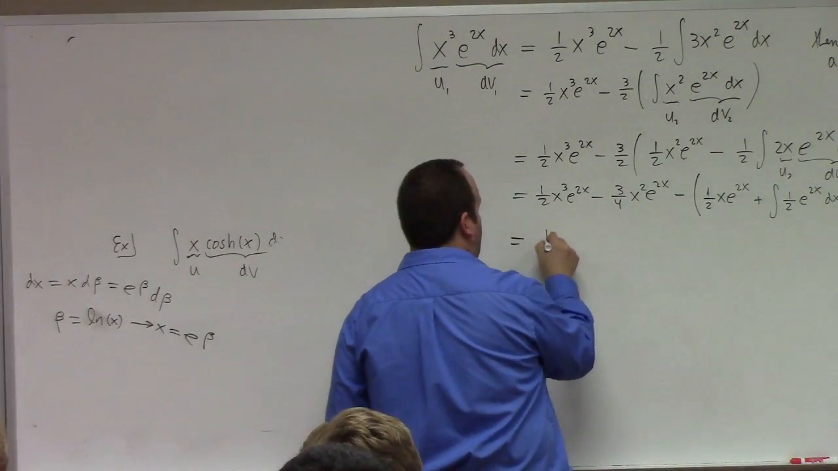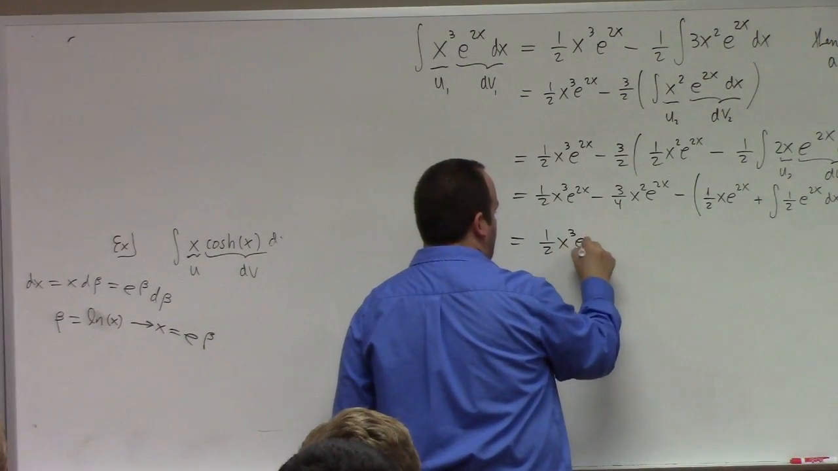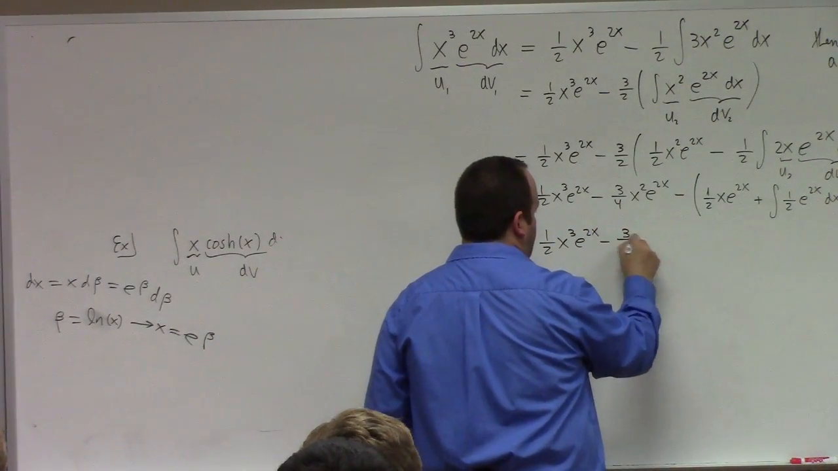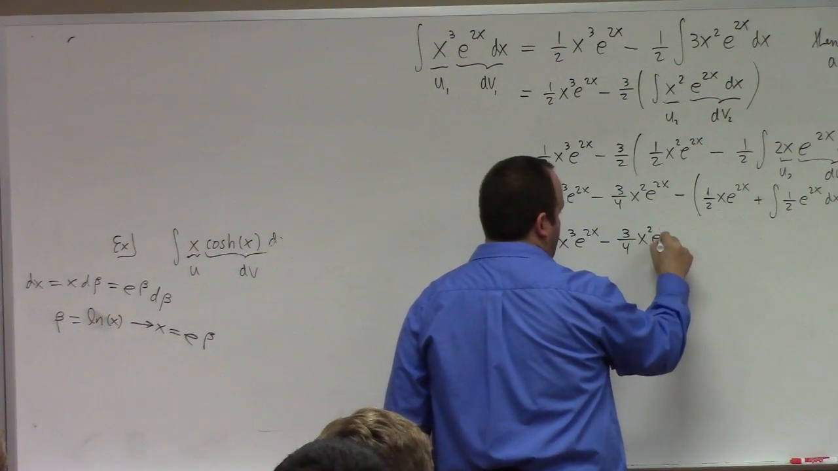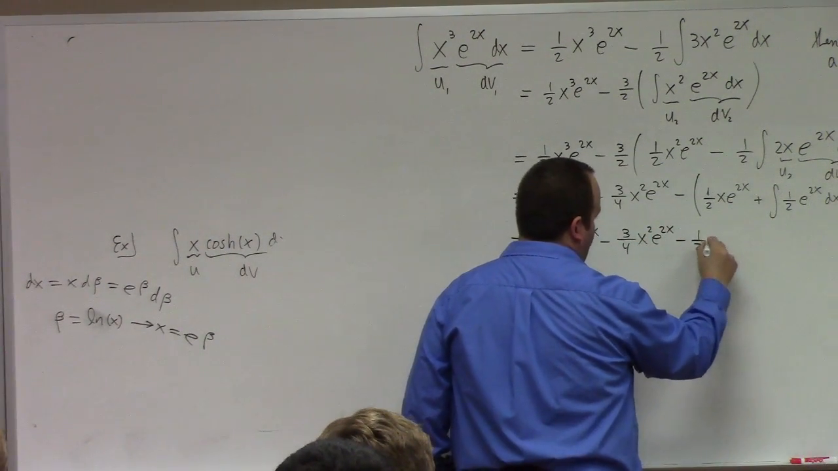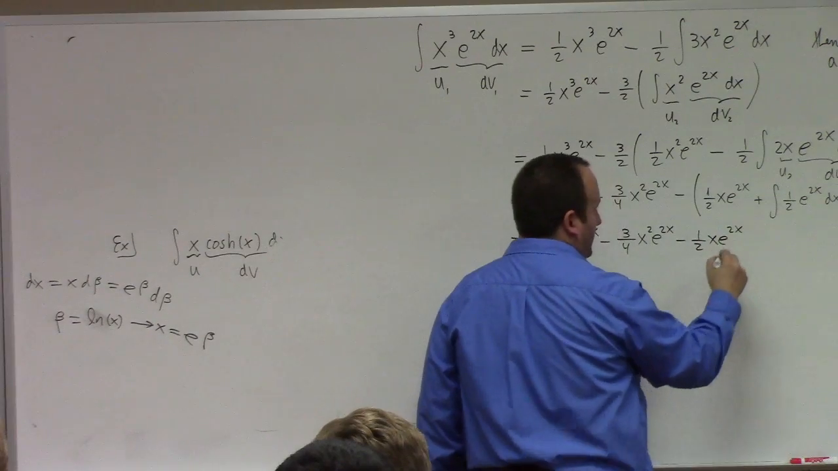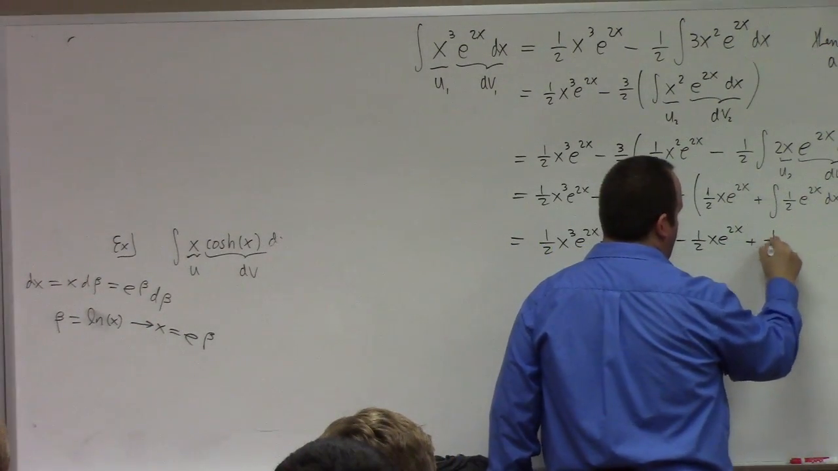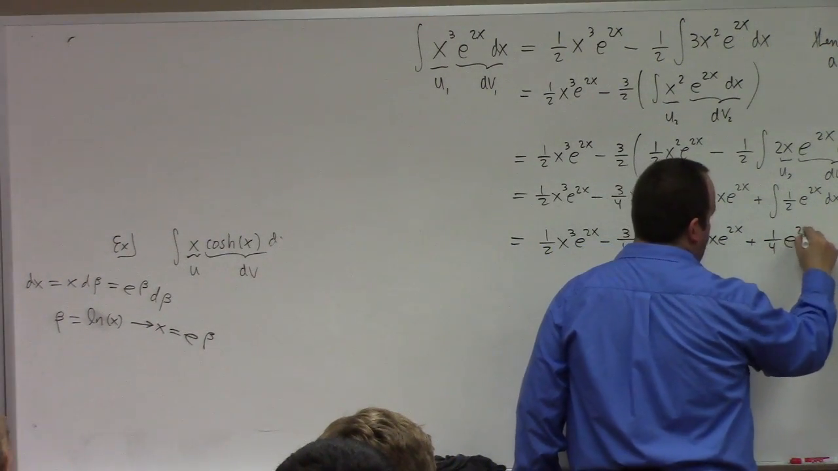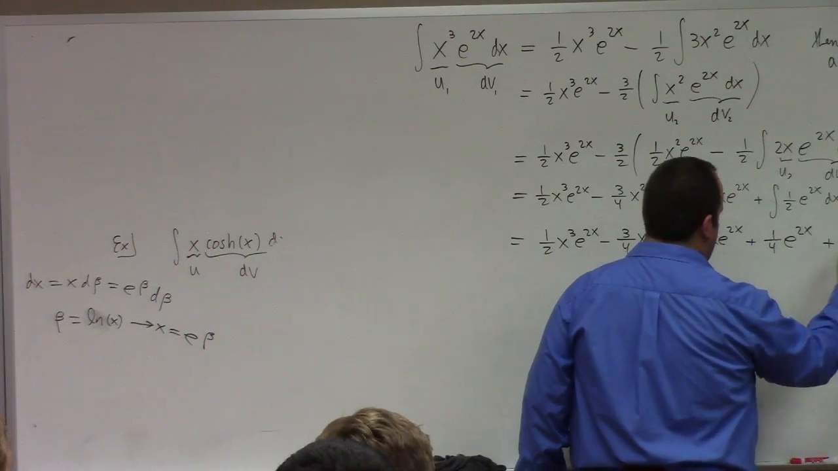And there's the answer: 1/2 x cubed e to the 2x minus 3/4 x squared e to the 2x minus 1/2 x e to the 2x plus 1/4 e to the 2x plus a constant.